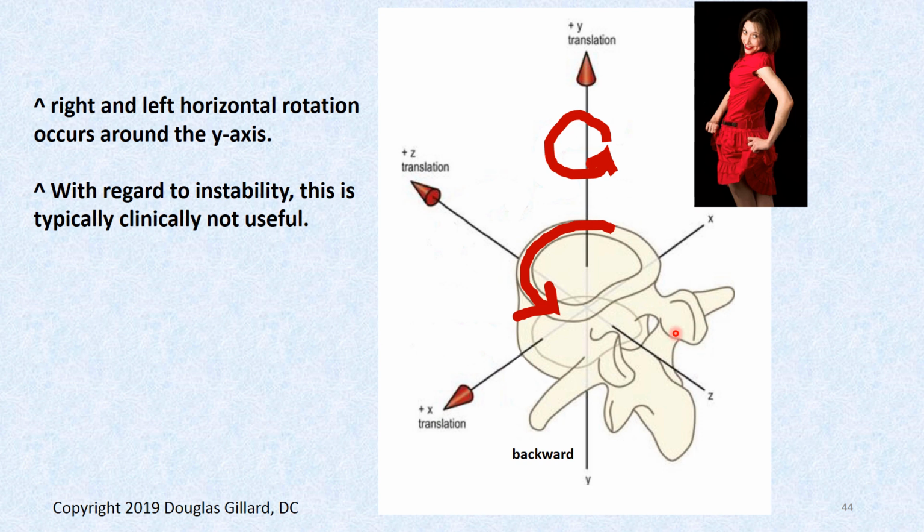Okay, so let's look at our model twisting here. The vertebrae twist. This is a counterclockwise twist. So that would be called right. We're observing from the horizontal plane, looking down, it's rotating around the y-axis. So we have right horizontal rotation, and left would be just the opposite.